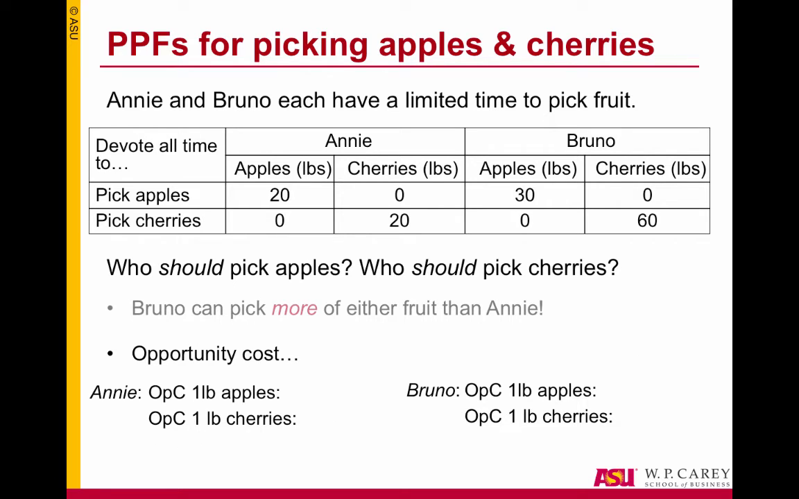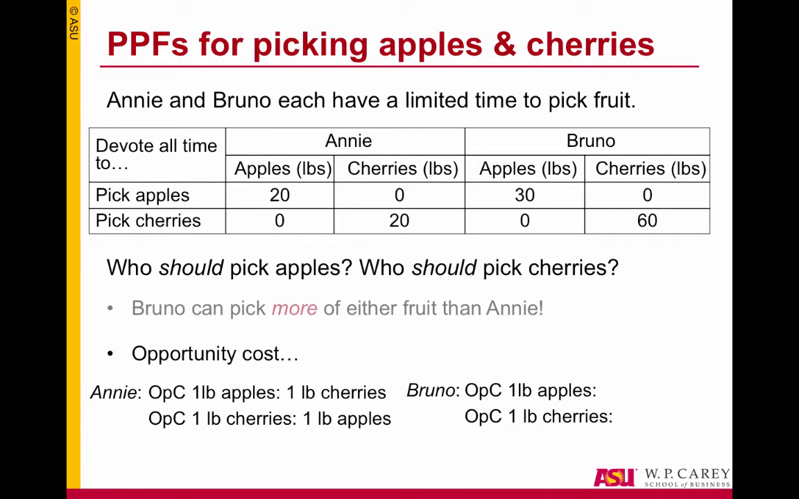Now let's look at the opportunity cost Annie and Bruno experience in their fruit picking. Let's begin by looking at Annie's choices. Annie can, in her time, pick either 20 pounds of apples or 20 pounds of cherries. This is an easy calculation. If Annie wants to pick 1 more pound of apples, that's going to cost her 1 pound of cherries. And if she wants to pick 1 more pound of cherries, she will have to forego 1 pound of apples.